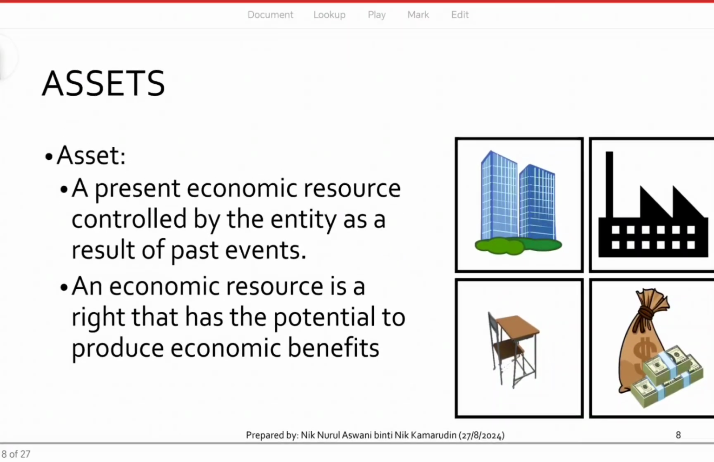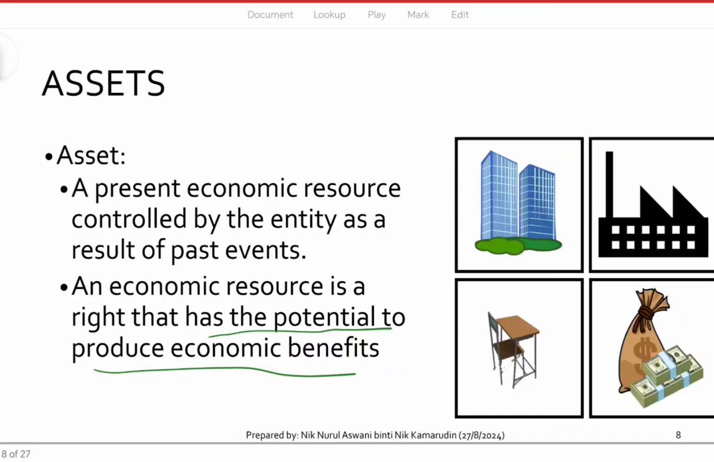And then that economic resource, that thing that you own, has the potential to produce economic benefit, meaning that you can use that thing that you acquired to allow you to earn money, or maybe it allows you to cut the cost. Whatever is considered a benefit that brings the economic benefit. Economic benefit does not necessarily mean that there's an increase in the income. It can also be due to the decrease in the expenses. That can be considered as economic benefits.